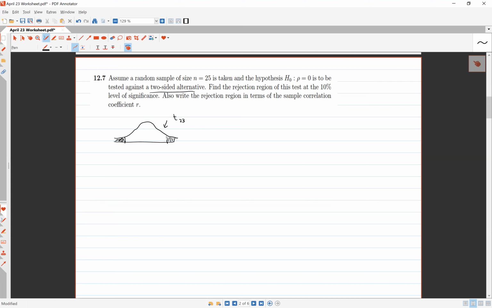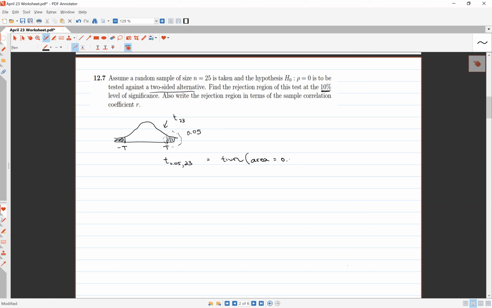And we want to know what the boundary points are for this t curve, right? What is the value negative t and positive t that we would use to reject? Now, if we're at the 10% level of significance, that means the area in the tail is going to be 0.05. So our critical value here is going to be a t value with area to the right 0.05 and 23 degrees of freedom. So you would use the t inverse function.